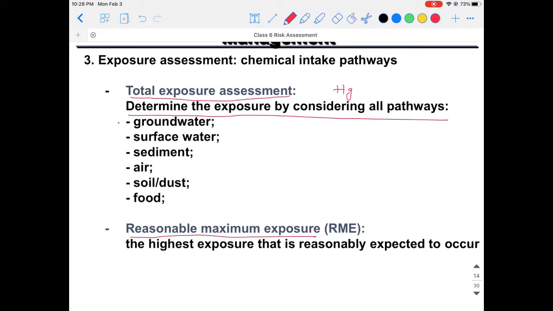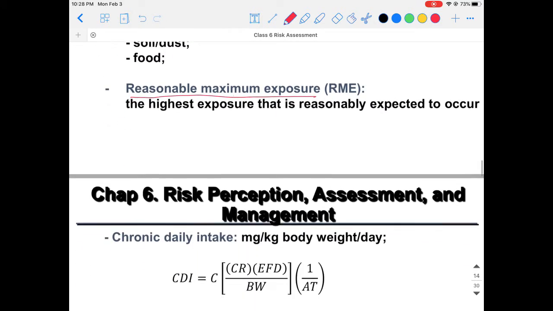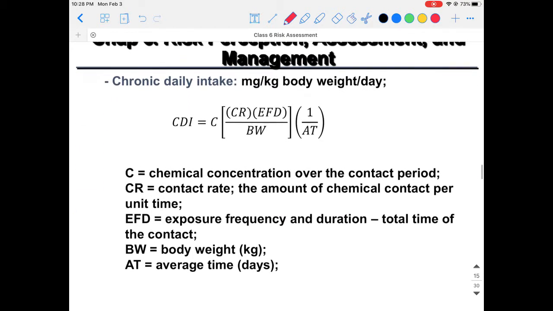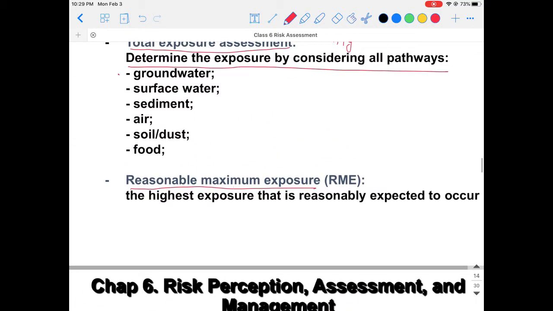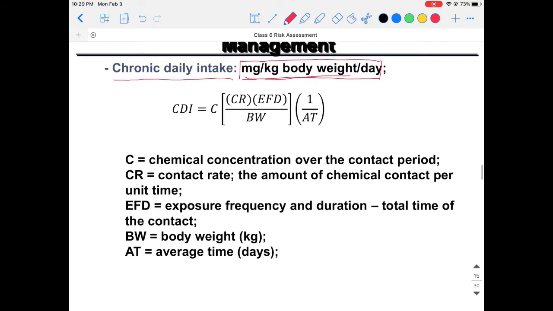So because of that, for different pathways, there's going to be a different calculation method, okay? So basically, we can calculate a chronic daily intake, which basically means the milligram of this contaminant per kilogram of body weight per day. So we're going to calculate this value here, and then basically calculate this value from all of these pathways, okay?